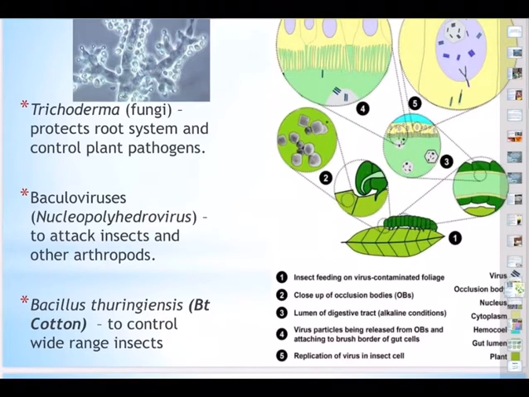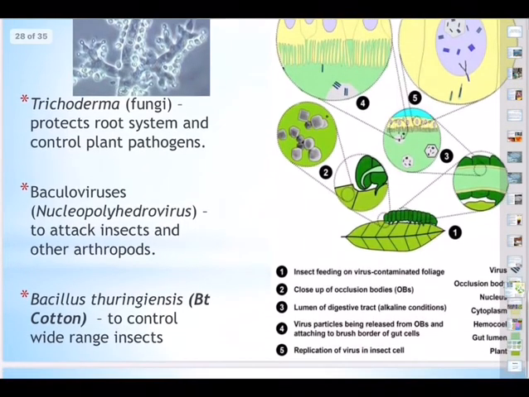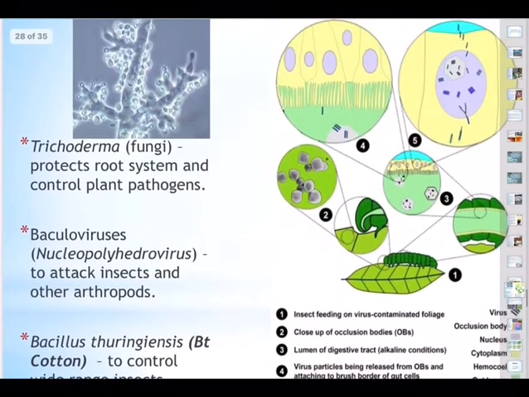How will this cry protein kill the pest? This is how you can see here. Number one, you can see the insect feeding on virus contaminated foliage. Next, in picture 2, you can see a close-up of occlusion bodies where it is attacking. Third, the lumen of the digestive tract. If you see the section of the digestive tract, we can see the alkaline condition there, and this is the insect's feeding digestive tract. And the fourth one, you can see virus particles being released from OBs. OBs means occlusion bodies, and attaching to the brush border of gut cells.